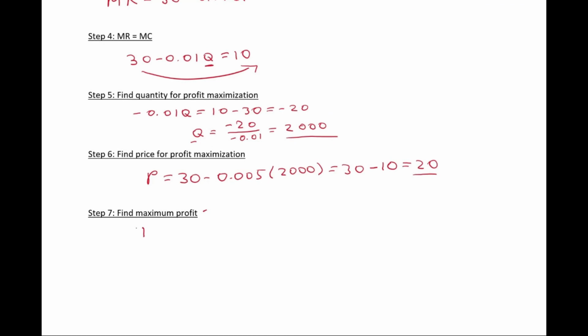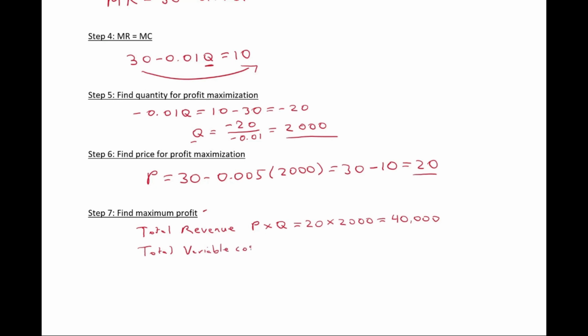First, we'll find the total revenue. Total revenue, as we've seen before, is equal to the price per unit, P, times the quantity, Q. P we know is 20 and Q we know is 2000. So 20 into 2000 gives us $40,000 revenue.